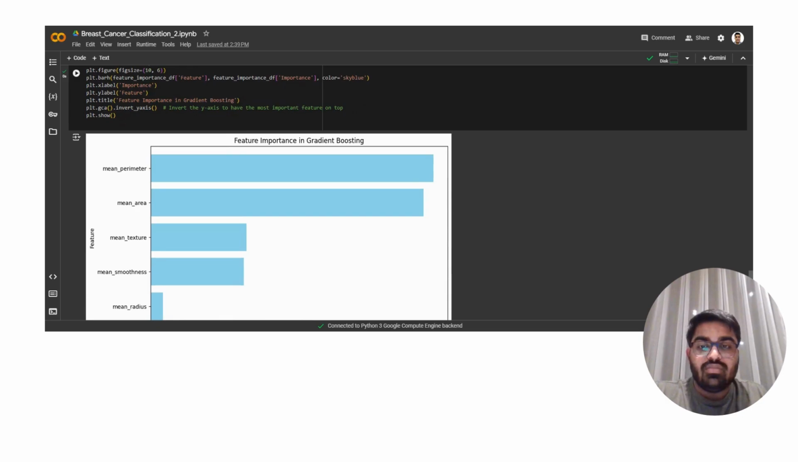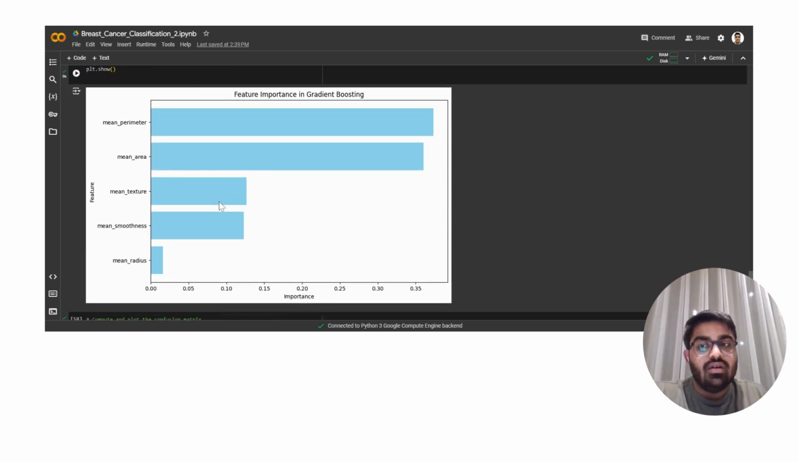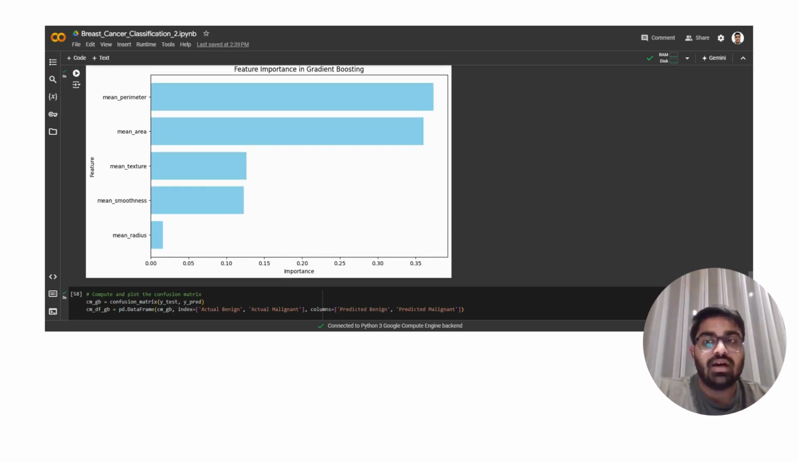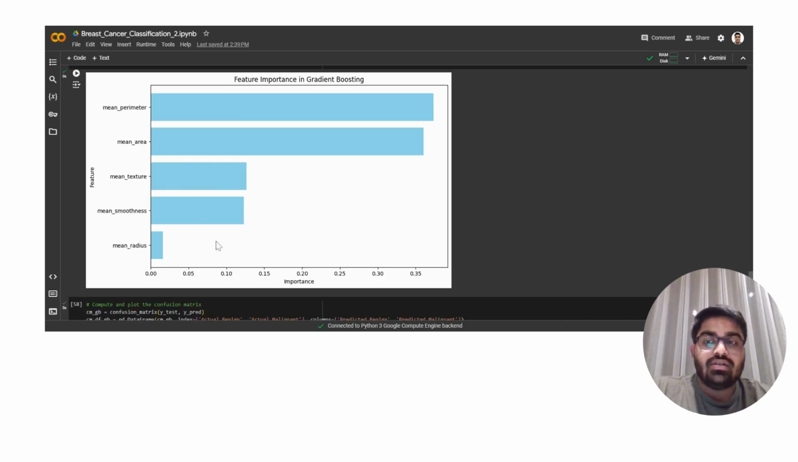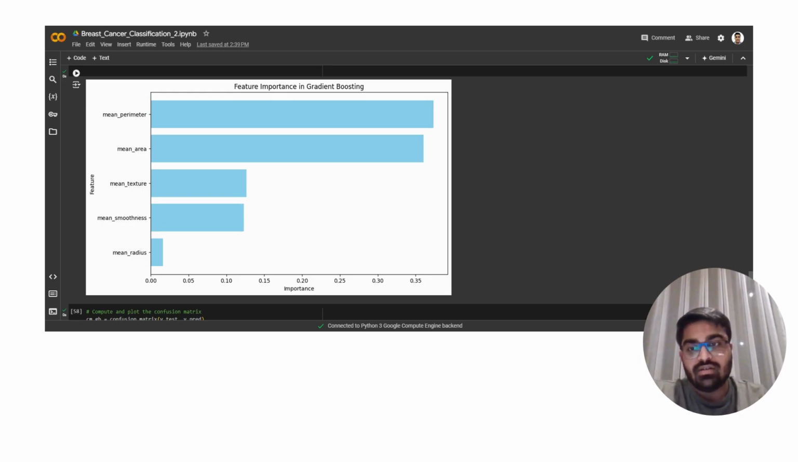Now, for feature importance, gradient boosting took perimeter and area as the two highest features with huge importance in the classification, and it sort of overfitted, you could say. Possible overfitting is there, which we could analyze based on the past data. It's not giving enough justice to the other features. So that's why we feel that even gradient boosting has its flaws.